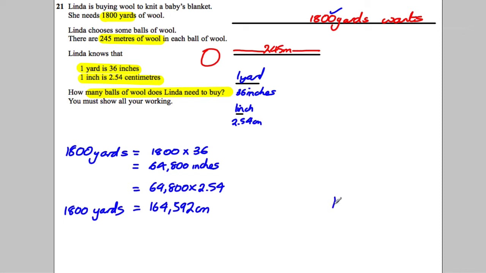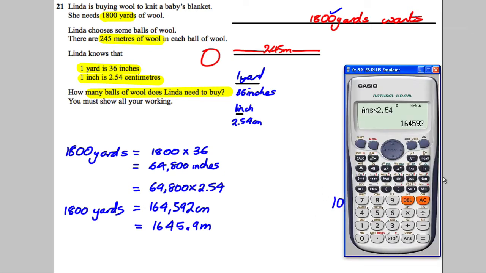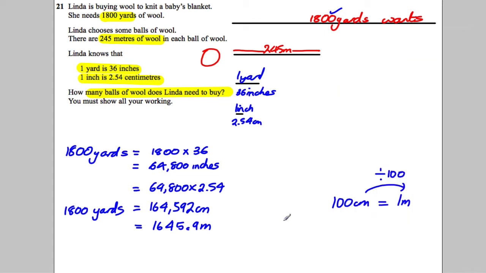Now we should know that 100 centimeters is the same as 1 meter. If we divide the centimeters by 100, we will get how many meters there are. So to go from centimeters to meters, you divide by 100. Let's divide this by 100 and we get 1,645.92 meters. You can obviously check that on your calculator. So that's how many meters we want.